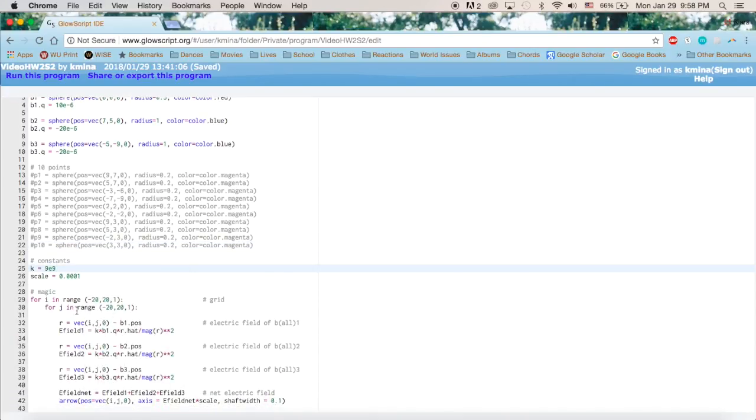Here, to make the grid of points, I defined i and j, which are analogs for x and y in vector form, by telling GlowScript that I want the scale from -20 to 20 with an increment of 1, meaning that there are a total of 40 points in the i and j directions.